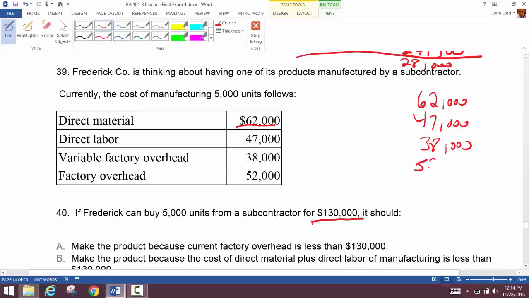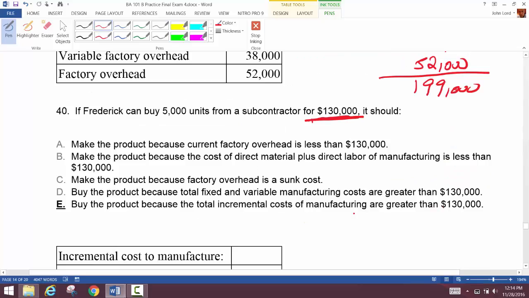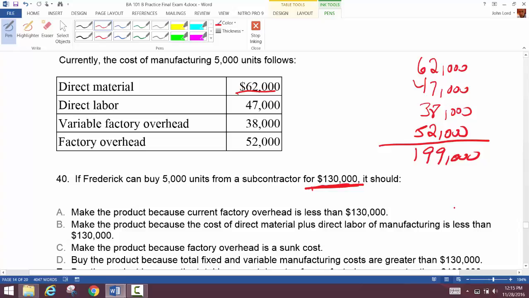So that's what, 52,000? What's that all add up to? 199,000. So I should do what? I should buy these from the subcontractor, right? I mean, I'm not saving anything by making these things. Actually, I think I'm doing this wrong. What's the 62,000 plus the 47 plus the 38? I think that's also more than 130,000, right? I think I did this wrong.